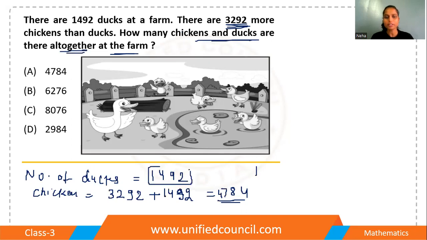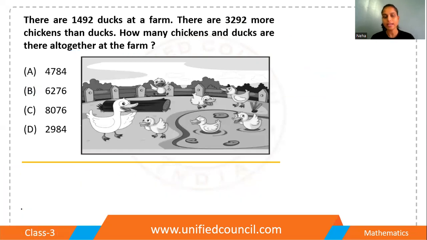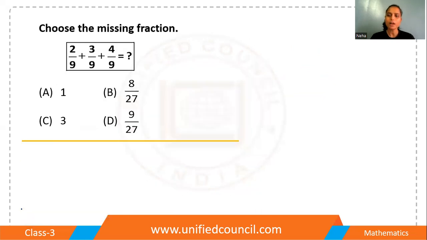So this is the number of ducks. This is the number of chickens. So let me add these two numbers. 1,492 plus 4,784. 4 plus 2, this is 6. 9 plus 8, 17. So 7 and carry will be 1. 7 plus 1, 8. 8 plus 2 is 10, so 0 carry 1. 8 plus 4 is 12. So 2 and carry 1. 4 plus 1 plus 1, it is 6. So 6,276 option is the right answer. Okay. Just read the question line by line and then try to solve it. Alright. Let's now move to the next question.